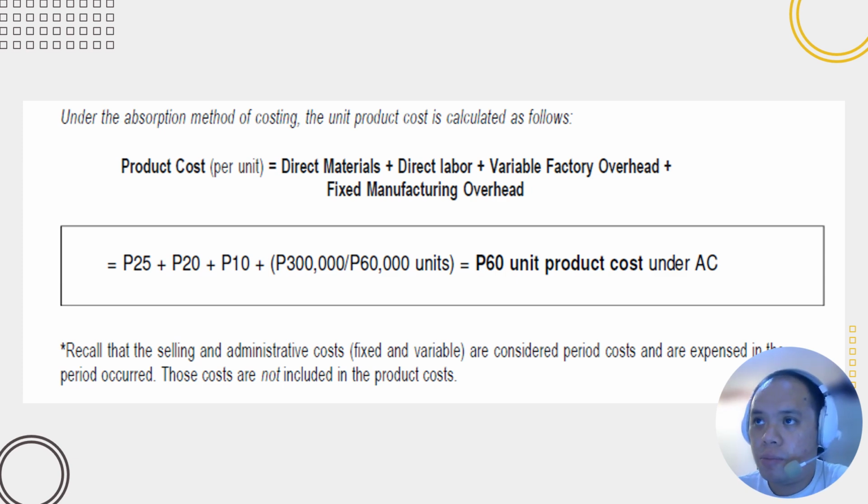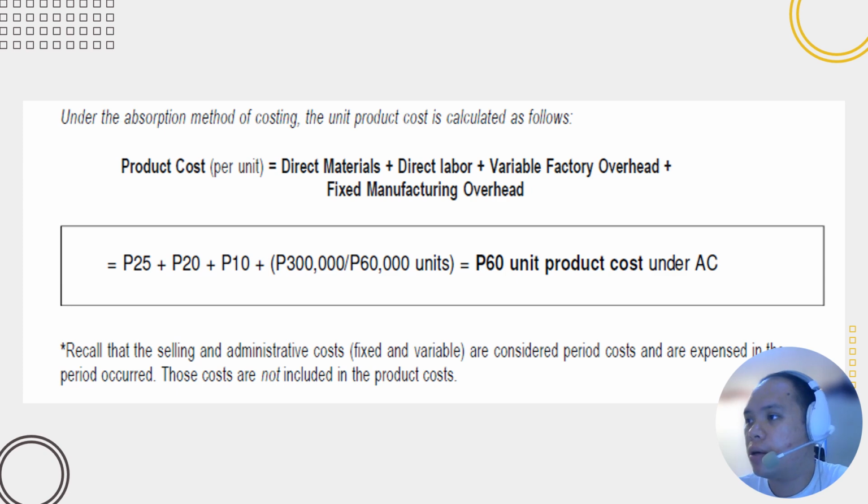Under the absorption method of costing, the unit product cost is calculated as follows. Actually, I can't go back to my slide because it is restricted upon recording, but you can look at your module, or at this PowerPoint presentation that will be uploaded together with this video.